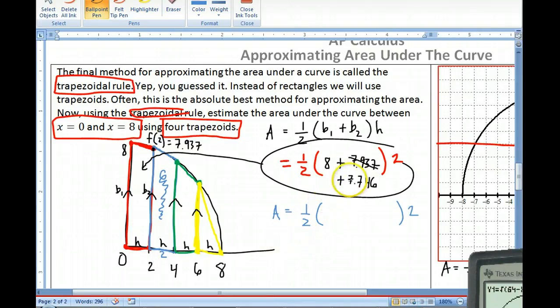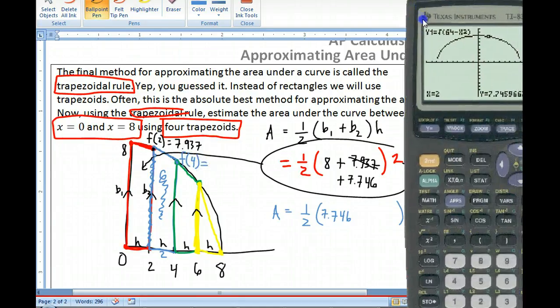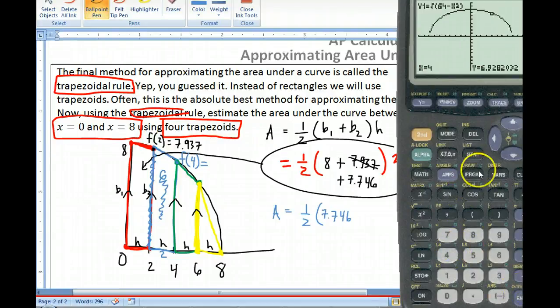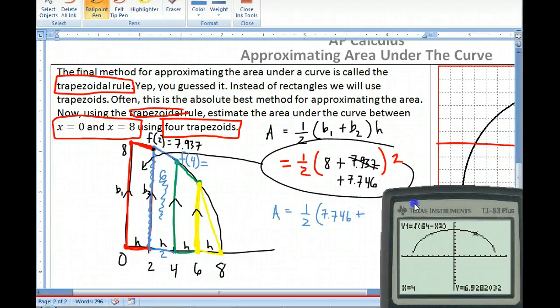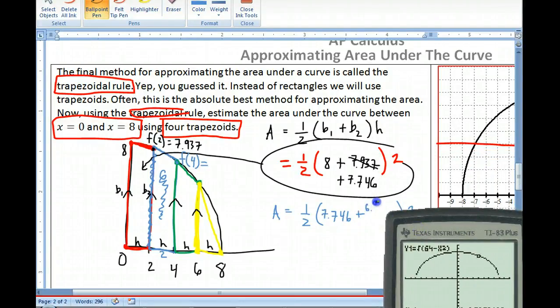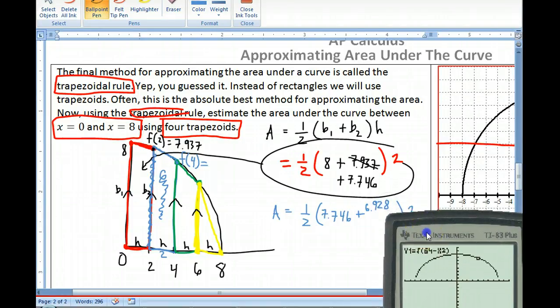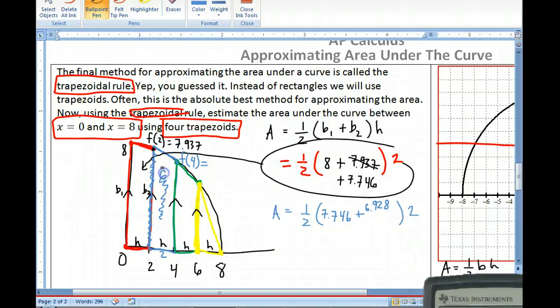But now for the two bases, I'm going to be able to recycle one of these numbers. I can recycle 7.746, since that's what this side is. Then the other side is found by evaluating f of 4, which calculator buddy is going to help me with: 6.928. So that gives me the area of the light blue trapezoid. Okay, find the other trapezoids on your own.